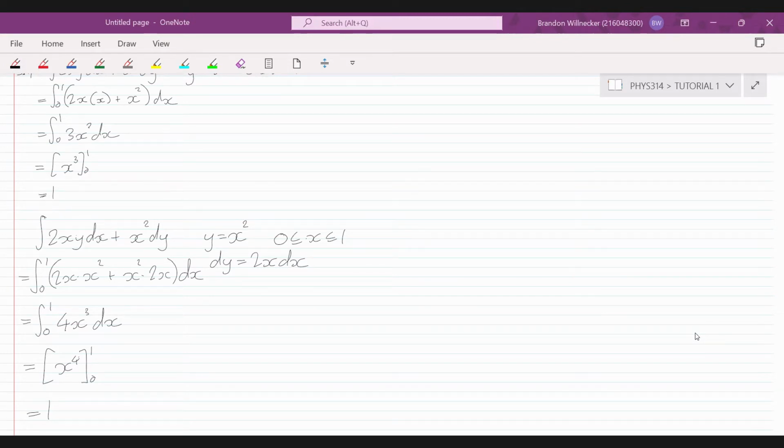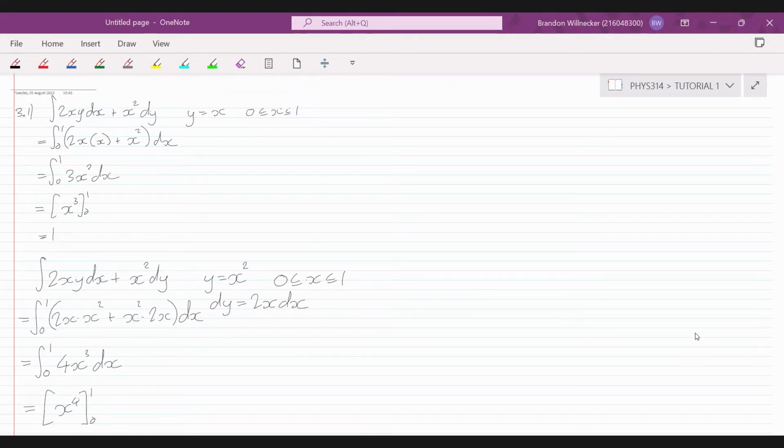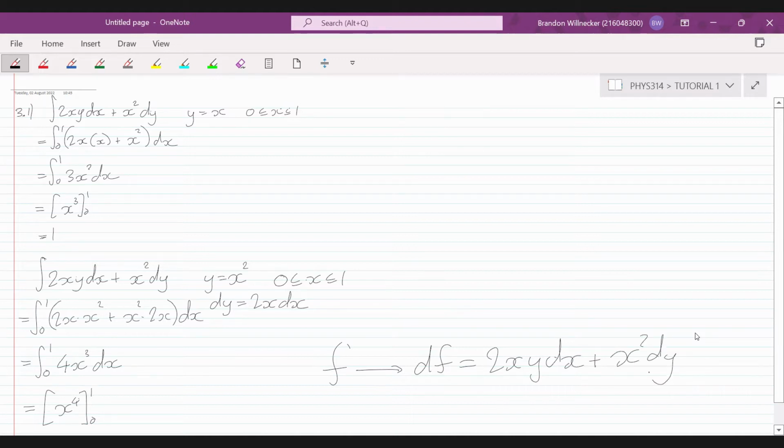Okay, and if we were to find the function for this and then evaluate, so the function that gives us this differential, so the f such that df equals 2xy dx plus x squared dy. If we find this function and evaluate it between the endpoints, we should also get 1.